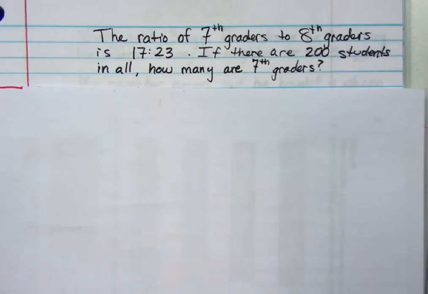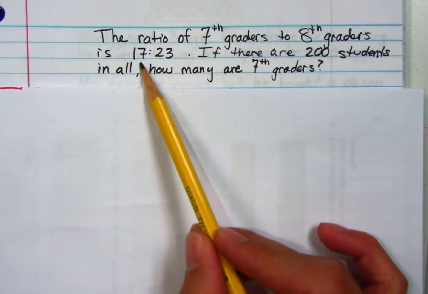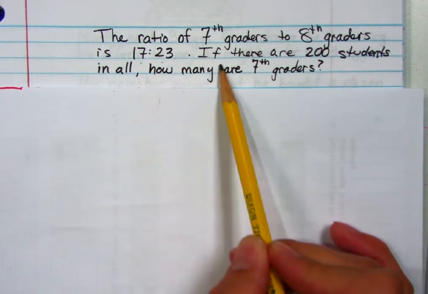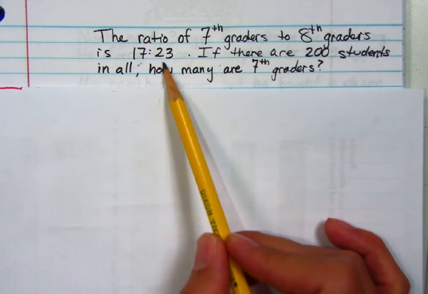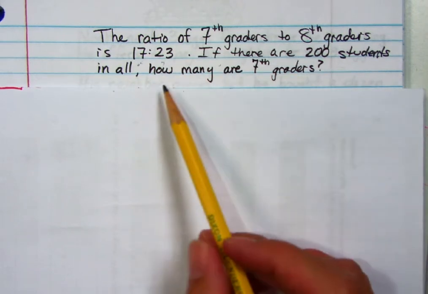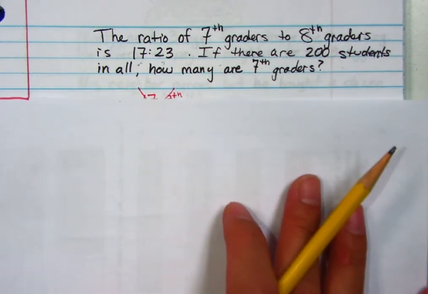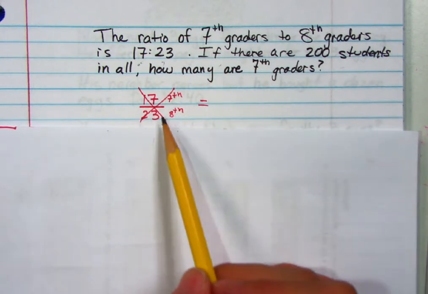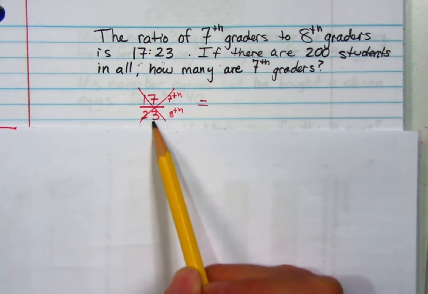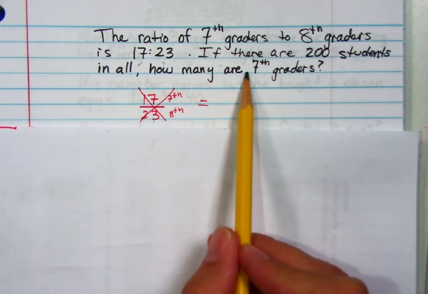Let's take a look. The ratio of 7th to 8th graders is 17 to 23. Okay, so for every 17 7th graders, there are 23 8th graders. If there are 200 students in all, how many 7th graders are there? Okay, so here's what we're going to do. Now, originally I set this up as 17 over 23. That makes sense, but no, it's not telling you that. It's just asking how many 7th graders out of the total.